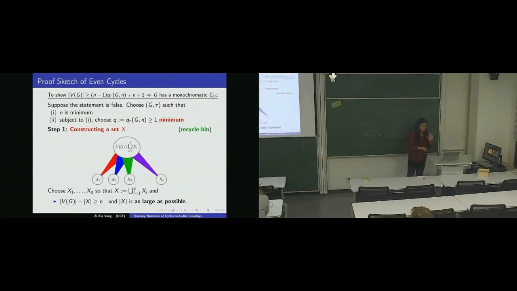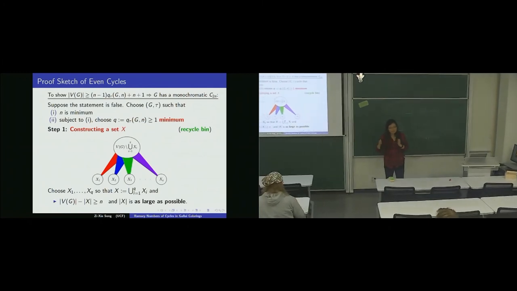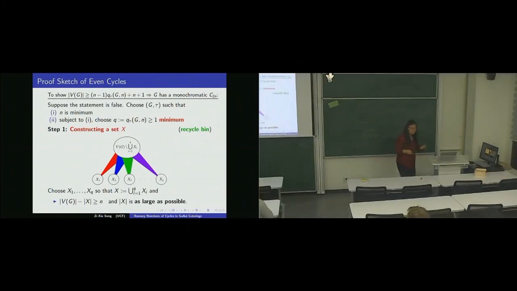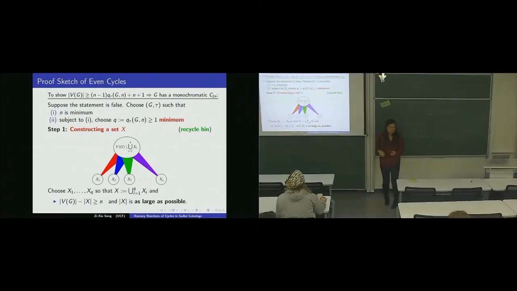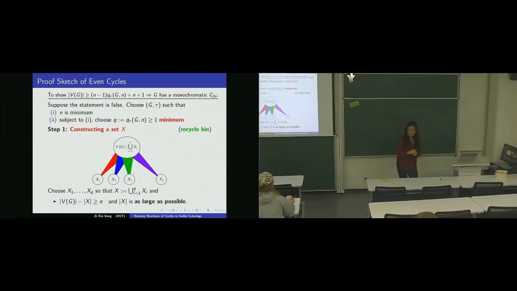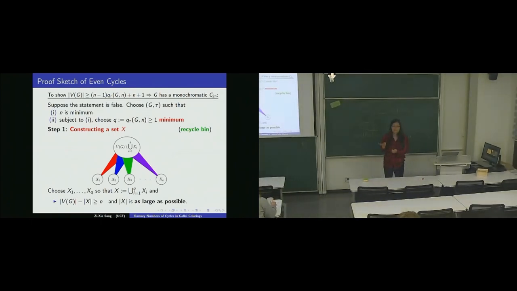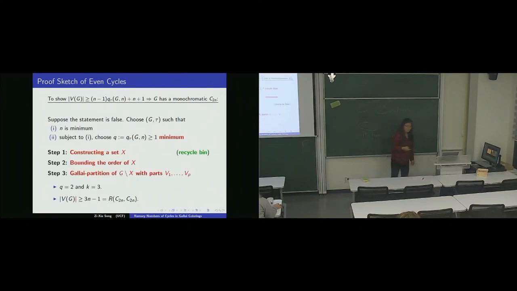So for even cycles, it's the same. Same strategy, but way more complicated than this one. For all the cycles, I apply the rules for all colors. For even ones, you cannot anymore. You only pay attention to those which have a component of order at least n. So you do it in this way here.